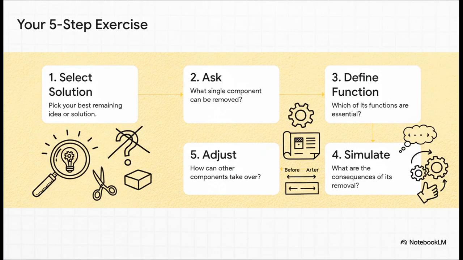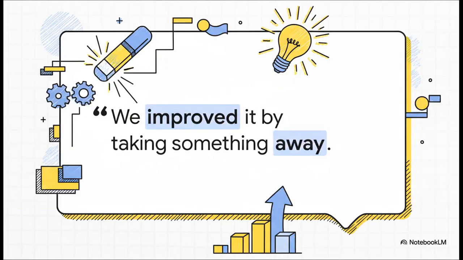Next, define exactly what its essential functions are, the things that have to remain. Then, simulate what happens when you take it out. And finally, adjust. Figure out how other components can take over that function. Just follow these steps. And what you're looking for is that wow moment. The moment you step back and realize, wait a minute, we actually improved it by taking something away. That's when you know you've found an elegant, powerful solution. That's the feeling of successful trimming.